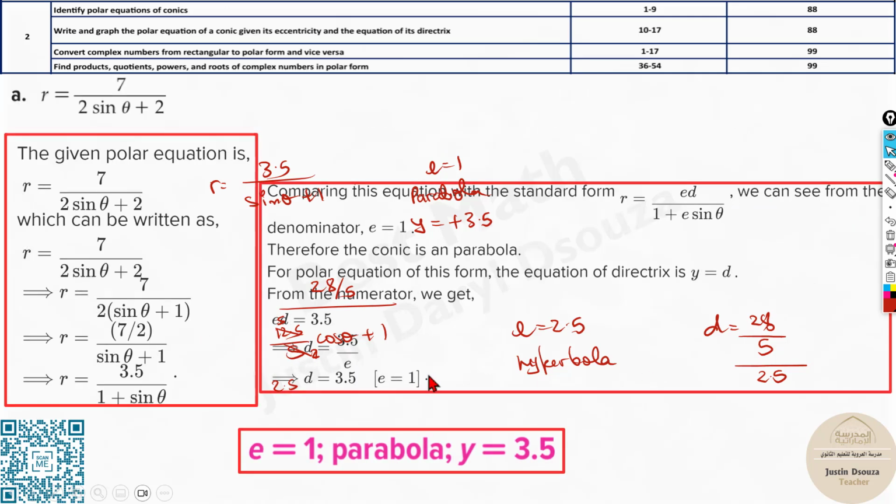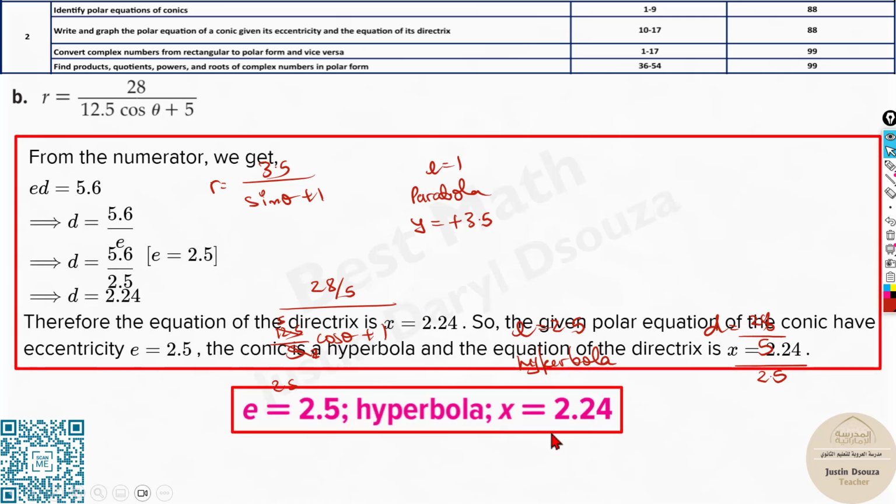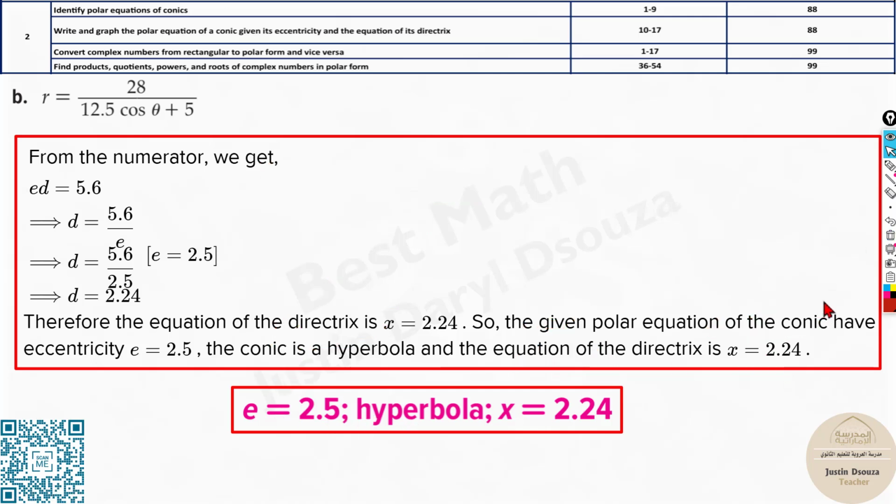You can see the answers. This was, yes, for the first one: e is 1, parabola, 3.5 positive, y. But here in the second one, the directrix is x equals 2.24, which you just got in the calculator. The e value is 2.5, and it's a hyperbola. Hope this is all clear.